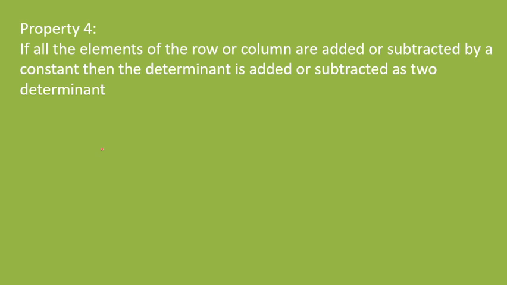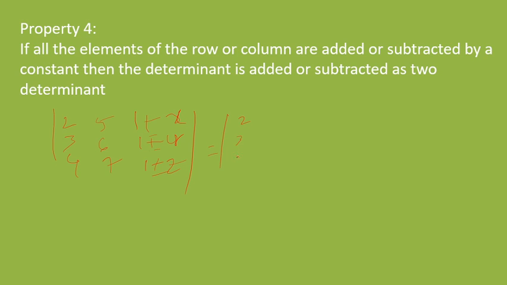So the fourth property: if all the elements of a row are added or subtracted by a constant, then the determinant is added or subtracted as two determinants. Now what does it mean? Let me take an example. I have elements 2, 3, 4, 5, 6, 7, and in the third row I have 1 plus x, 1 plus y, and 1 plus z. So this is the question. Now you can write this as addition or subtraction in each element, so you can write it as two determinants.